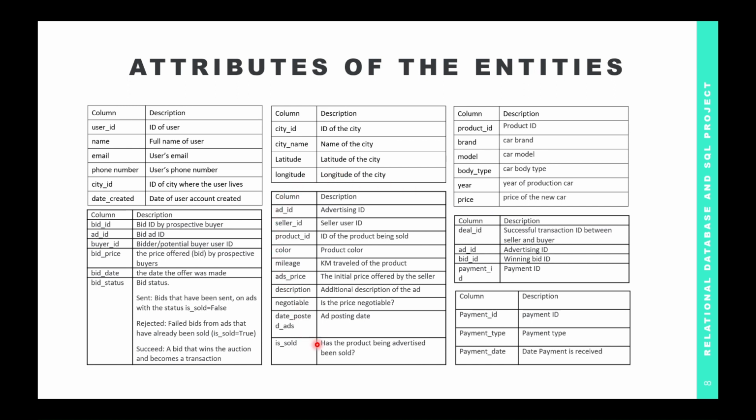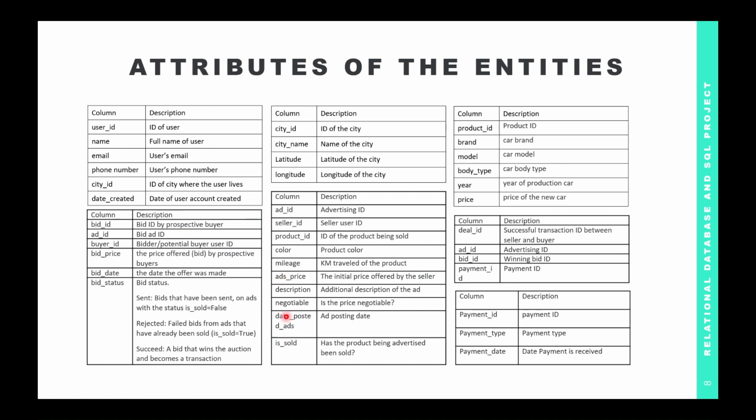And then we have the advertisements table, whose attributes are ad ID, seller ID, product ID, color, mileage, ads price, description, negotiable, date posted, and is sold. The negotiable column explains whether the price is negotiable, that is, whether the potential buyer can bid to buy it lower than the advertised price. And then we have is sold, which means whether the product has been sold.